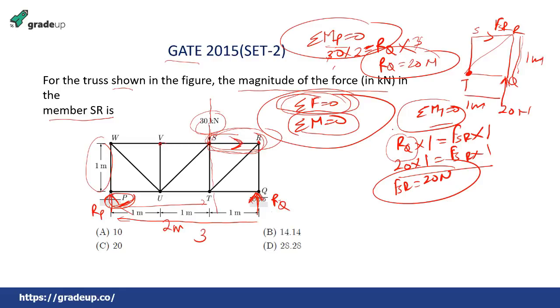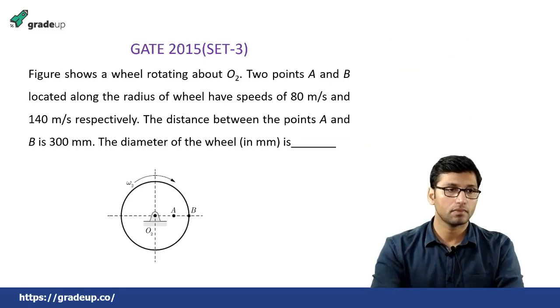Here is a question of truss where you have used the method of section to find the unknown force. So remember, if there is a method of section, you can apply the equilibrium of moment, and if it is a method of joint, or you have to find the force at a given joint, then you will be applying equilibrium of forces. Now this is a question from GATE 2015 set 3.